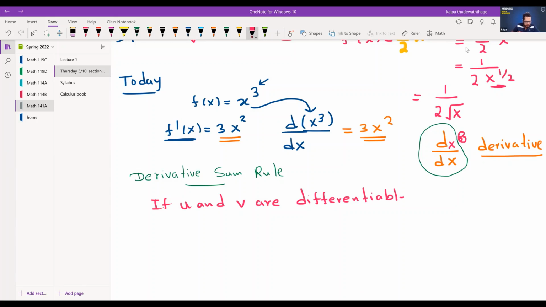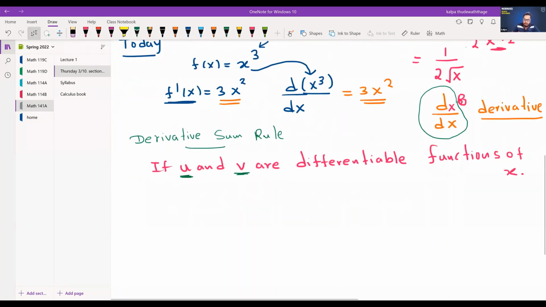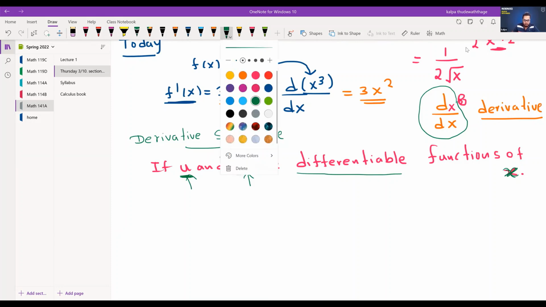Differentiable functions of x. So what this statement says, you have one function u and another function v. Both you can differentiate with respect to x. Differentiable means you can differentiate these two functions.